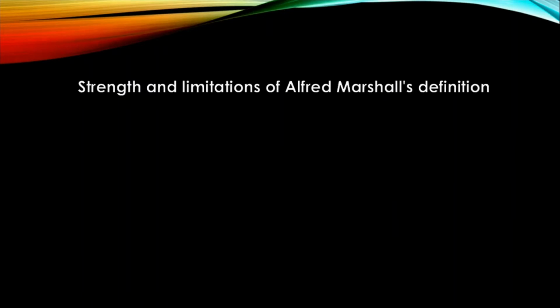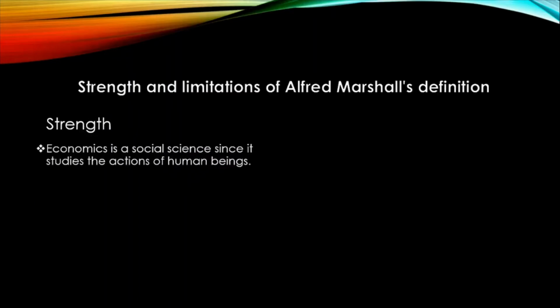So let us take a quick look at some of the strengths and limitations of Alfred Marshall's definition of economics, and following are the strengths. The first one is that according to Alfred Marshall's definition, economics is a social science since it studies the actions of human beings. And the second strength is that economics studies the ordinary business of life.